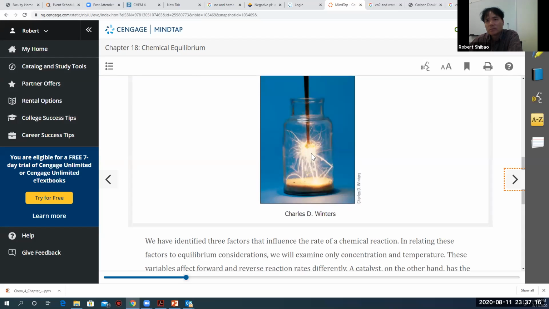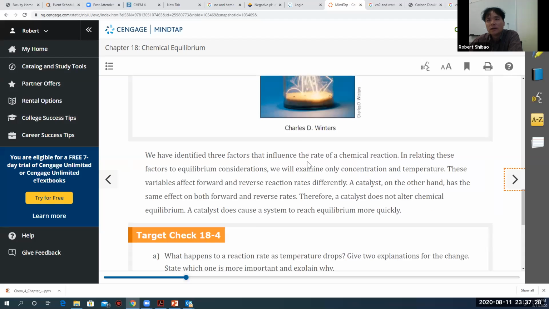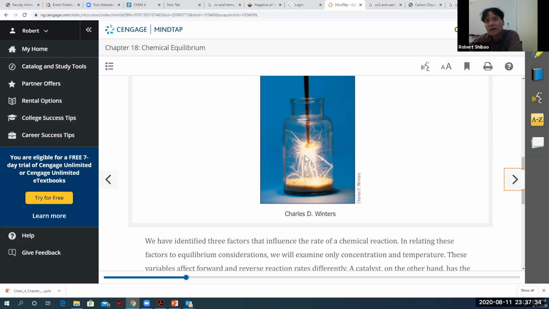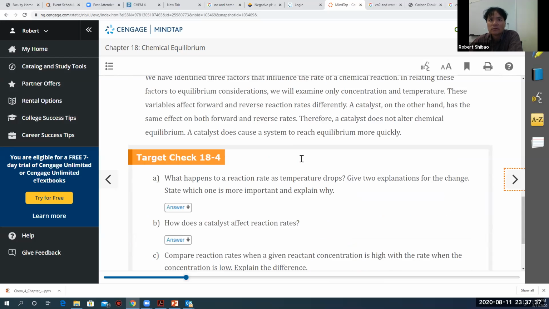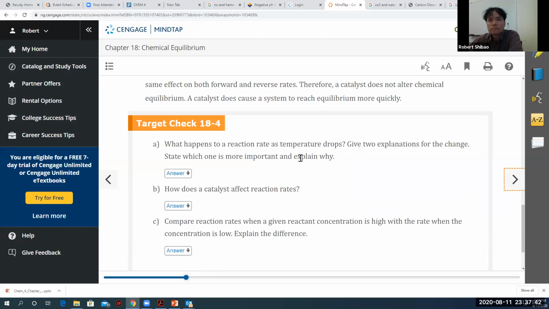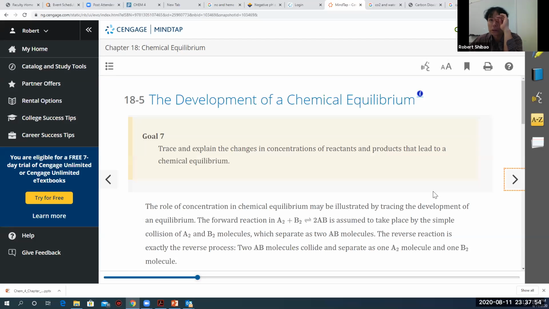This is a glowing splint in pure oxygen. This is just a piece of wood, and when you put that in pure oxygen, it reacts much more violently, much more vigorously. I wish they had the video of this one, but they don't. Air is only 21% oxygen, so a glowing splint just has a nice little flame. This one's like a sparkler. And so the more concentrated, the more collisions, the faster the reaction takes place. So that's concentration, and that's a little bit about kinetics.